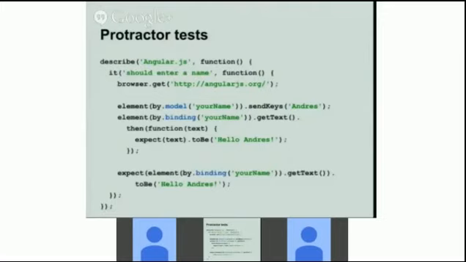It will find, and here is where Protractor is very convenient because I'm going to Angular, it will find my model. This is one of the extensions that Protractor has. It will send keys, and it will find an element by binding, and it will get the text.